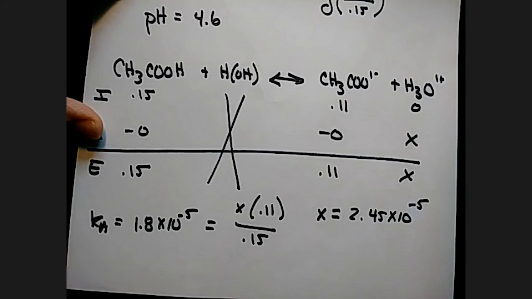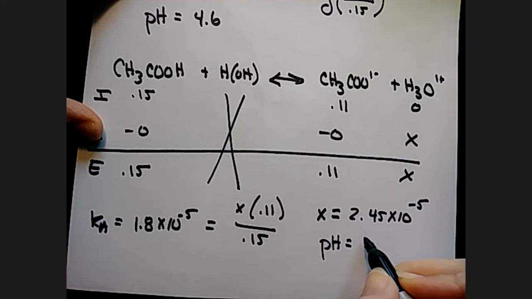But remember, we're going to use this to calculate the pH. So I'm just going to take a negative log of that number. And guess what I find when I do that? I find that the pH is 4.6.